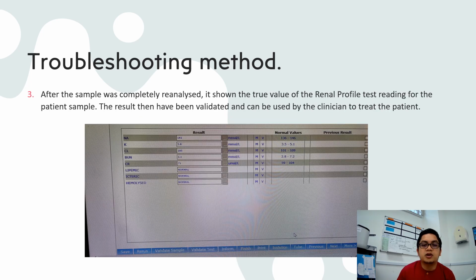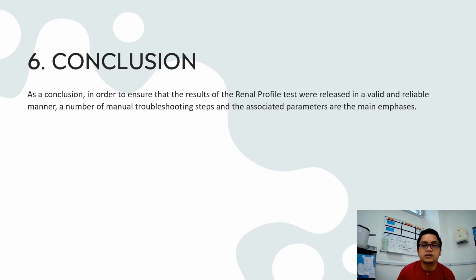After the sample was completely reanalyzed, it showed the true value of the renal profile test reading for the patient sample. The result has been validated and can be used by the clinician to treat the patient. As a conclusion, in order to ensure that the result of renal profile tests is released in a valid and reliable manner, a number of manual troubleshooting steps and associated parameters are the main emphasis.